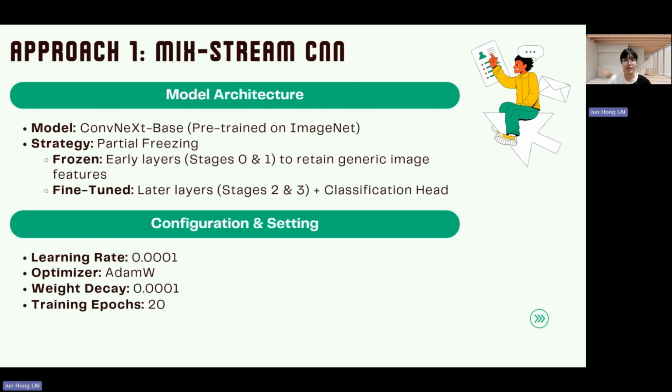The first approach is the mixed stream CNN. I'm using the ConvNeXt base model trained on ImageNet, and the strategy is partial fine-tuning, which includes freezing the early layers to retain generic image features and fine-tuning the later layers plus the classification head. These are my configuration and settings for the training.